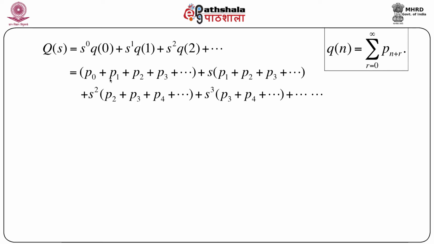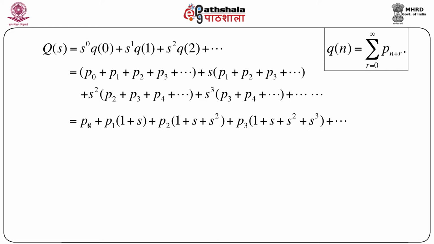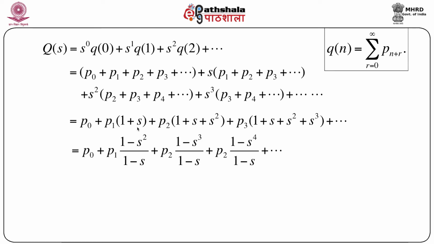So if we just separate the terms with respect to p0 or p1 or p2, we can immediately see that p0 occurs only once, so p0, plus p1 occurs in the first term and in the second term, so we take p1 common, so p1 into 1 plus s, plus similarly p2 into 1 plus s plus s square, plus p3 into 1 plus s plus s square plus s cube, plus and so on. Now we know from elementary algebra that 1 plus s is nothing but 1 minus s square by 1 minus s. Similarly, 1 plus s plus s square is nothing but 1 minus s cube by 1 minus s, and so on.